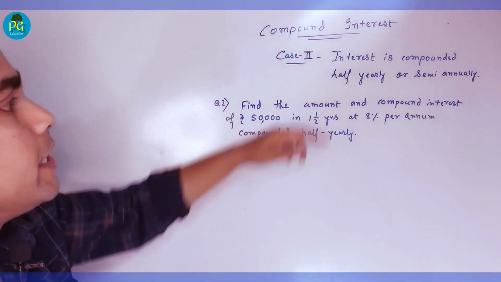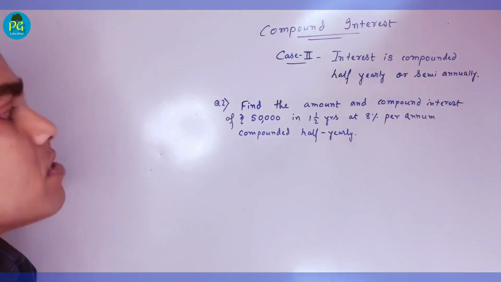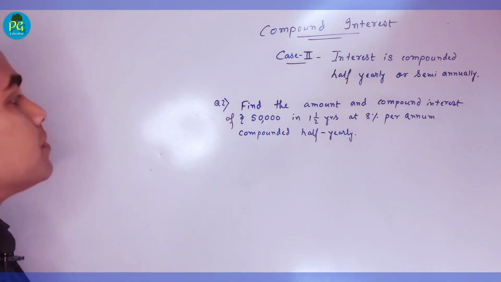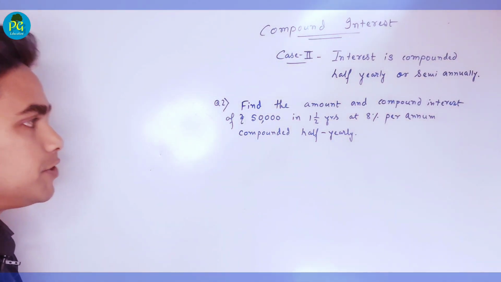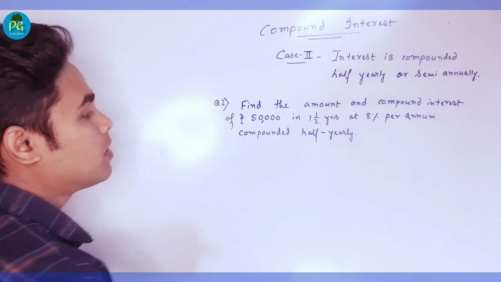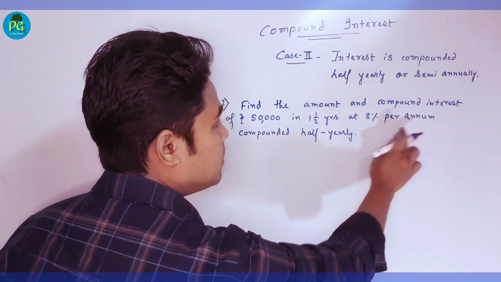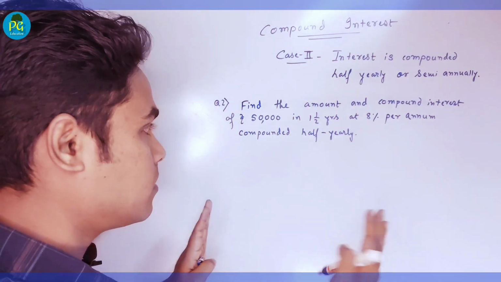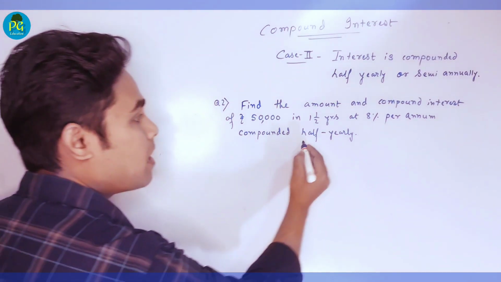Now case number 2, interest is compounded half yearly or semi-annually. So let us take an example. Find the amount and compound interest of 50,000 in 1.5 years at 8% per annum compounded half yearly. Here you look, rate is given per annum, that means it is compounding after 1 year. But we have to find half yearly.